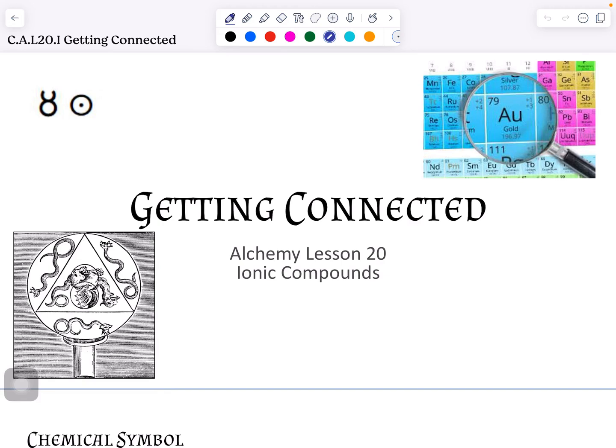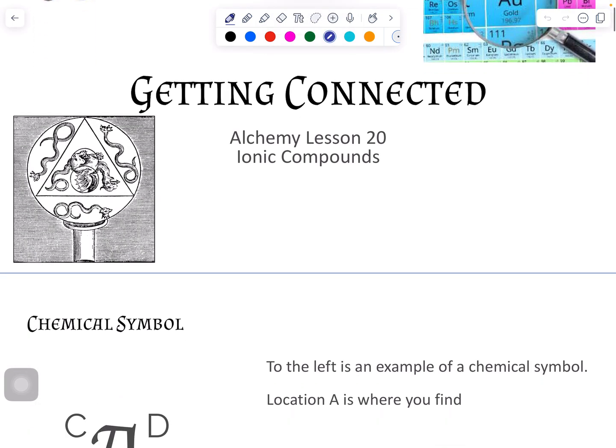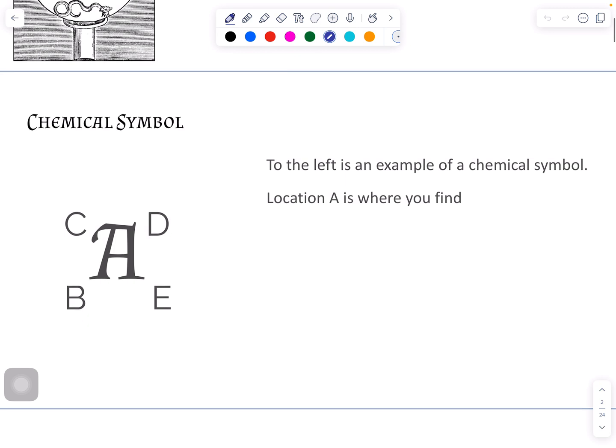This is some review and also the introduction to Alchemy Lesson 20. It's called Getting Connected, and it's about ionic compounds. So first we'll start with review.